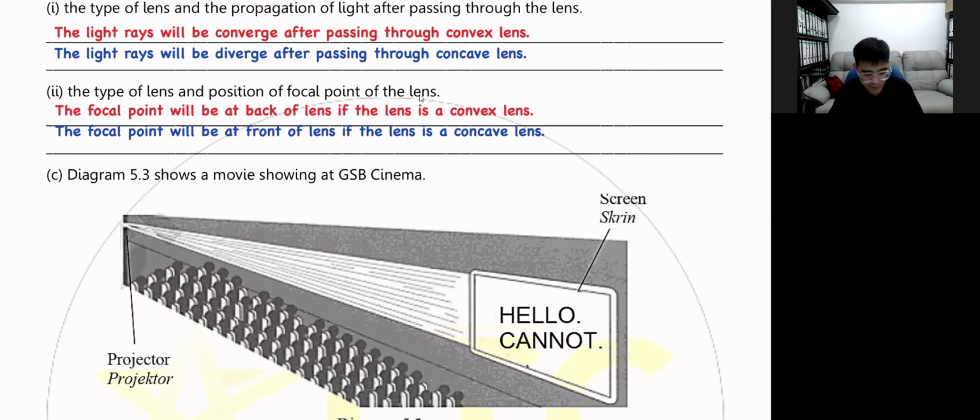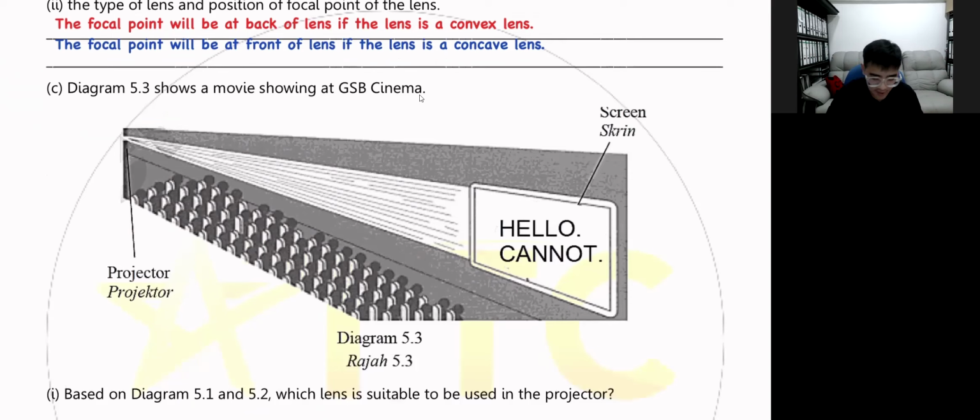Then the next one. If you look at question C, it says, diagram 5.3 shows a movie showing at GSB cinema. So it's not GSB, it's supposed to be the GSC cinema, right? Because of copyright issues, we cannot write GSC, of course. Now, do you still remember that time?